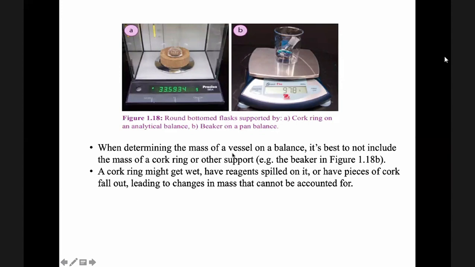When determining the mass of a vessel on a balance, it's best not to include the mass of a cork ring, this one, or other support like beaker. Now, the ring might get wet, no, which can also have an influence on the true weight of your vessel.